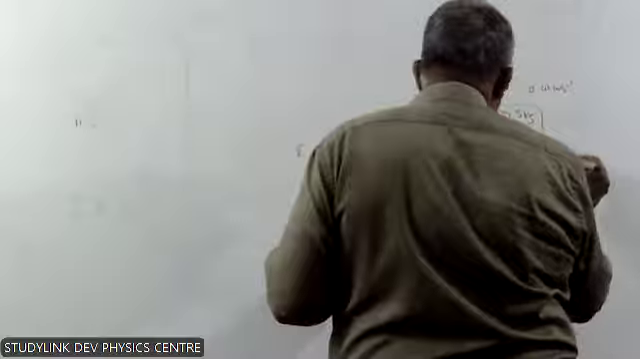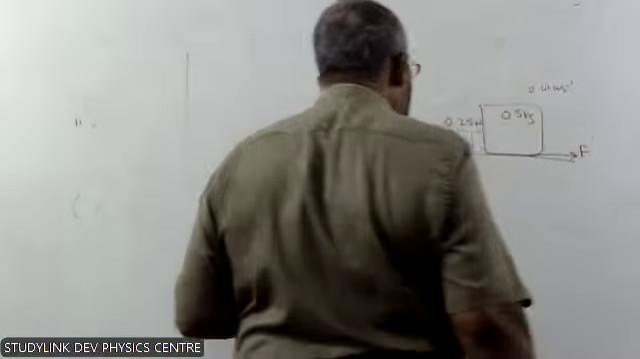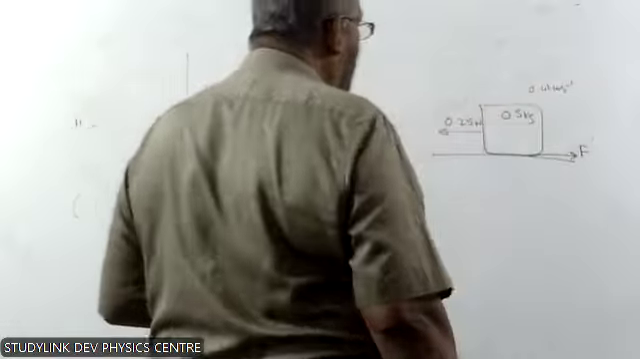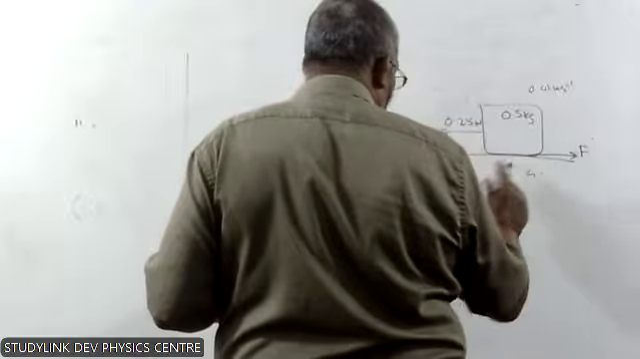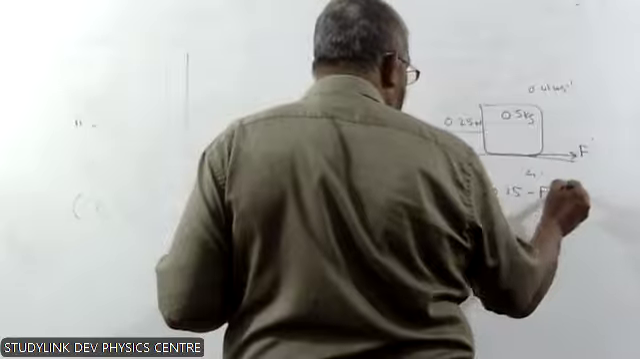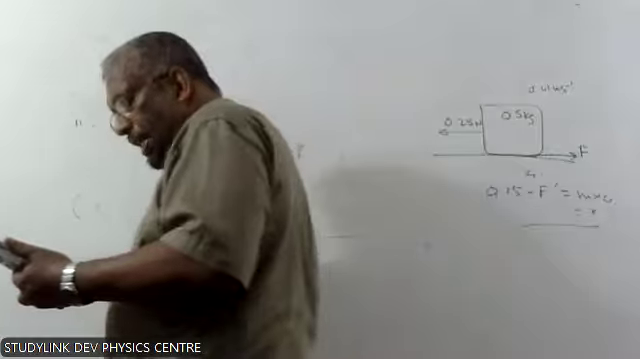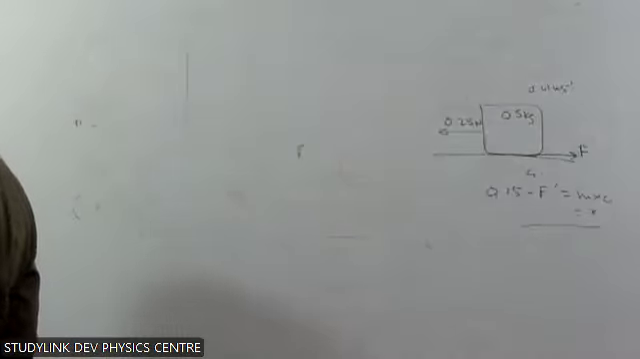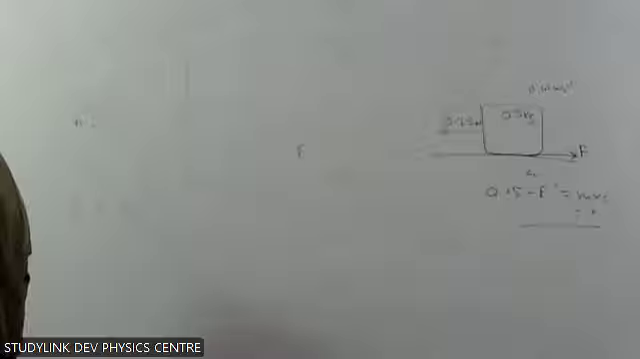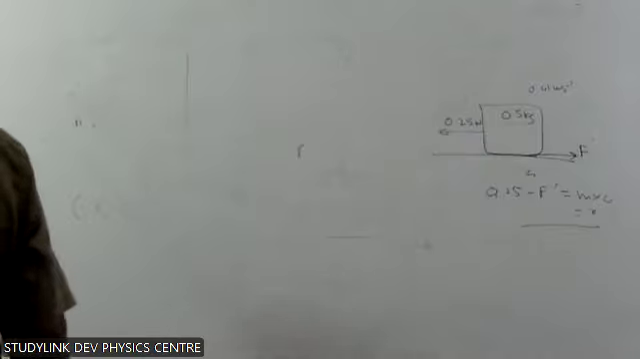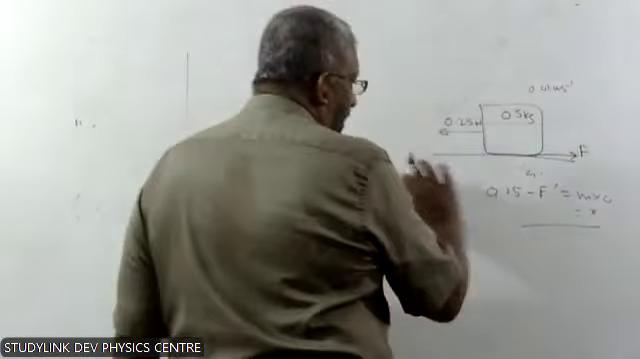There should be a frictional force. That is f dash. So F equals ma if you apply it in this direction. We got constant velocity, so a is 0. Then 0.25 minus f dash is equal to mass into 0. So that's 0. From that, you can find f dash. That is the first part.